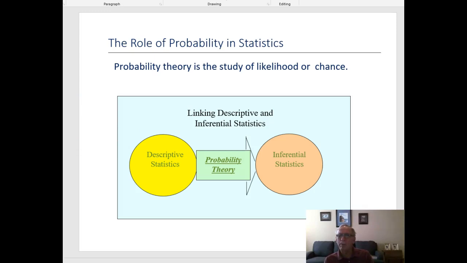We talked about probability earlier in the week. That's where we're taking descriptive statistics, applying a theory to it, a probability theory. What are the chances? And moving it over into inferential statistics based on our definitions we just talked about.